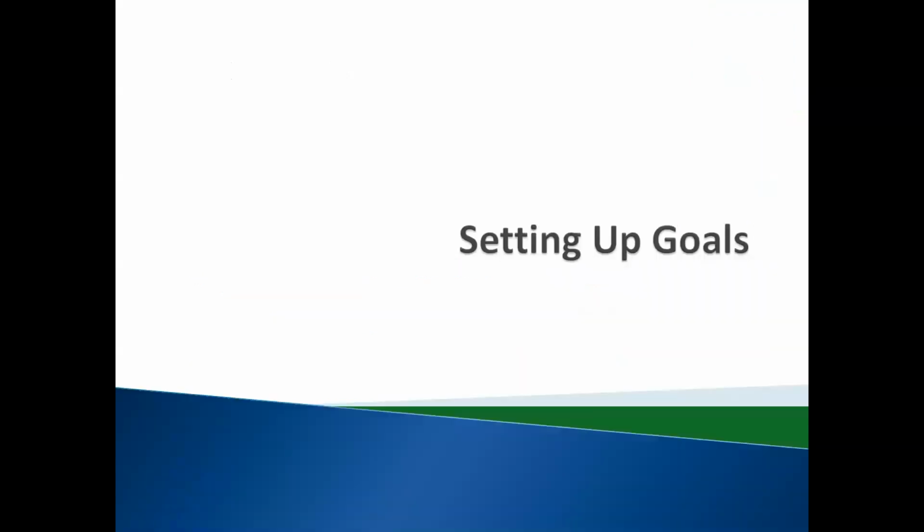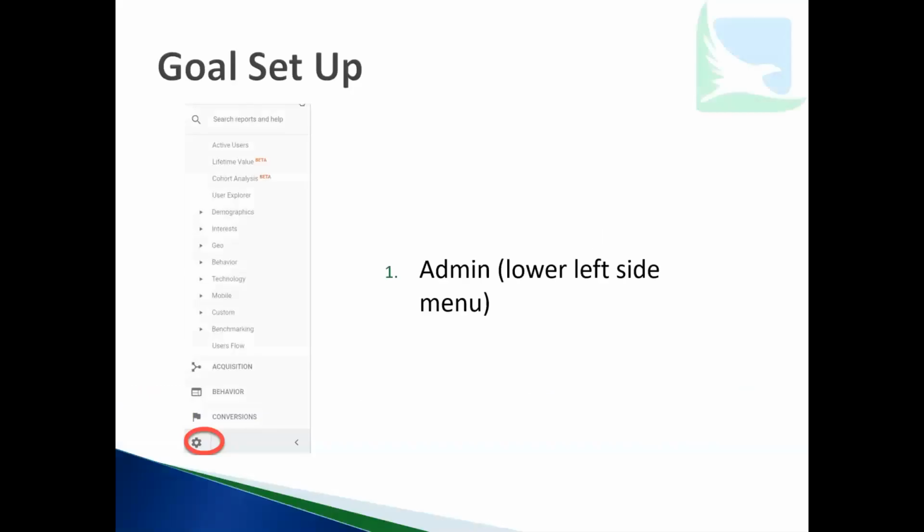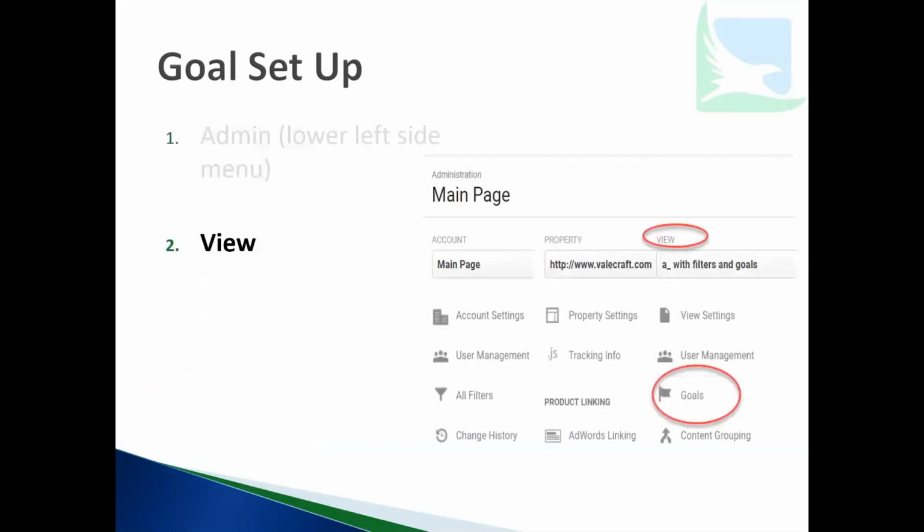Okay, so we've spent a lot of time talking about why you should have goals. Now I want to get into how you set them up, because you're going to spend less time setting up your goals than you are on this webinar. It's really easy to set your goals up. To set them up, you look at your menu on the left-hand side, and at the very bottom, you'll see this little gear icon. That's the administration, and that's where goals live. They live in the administration. You're going to click that, and then this screen is going to open up.